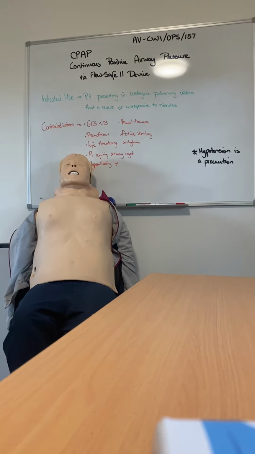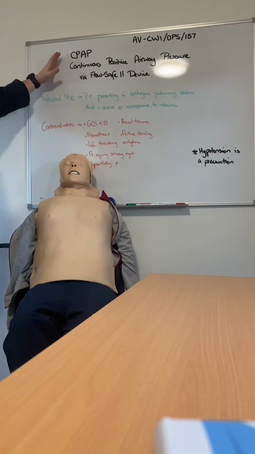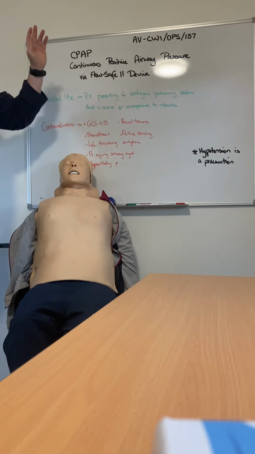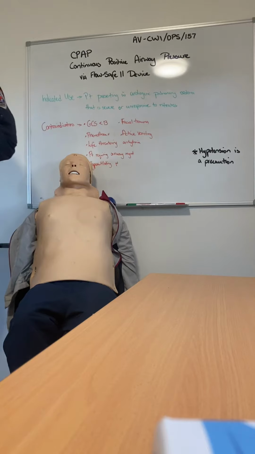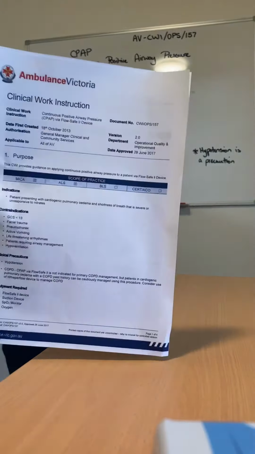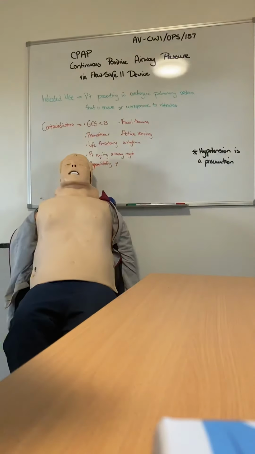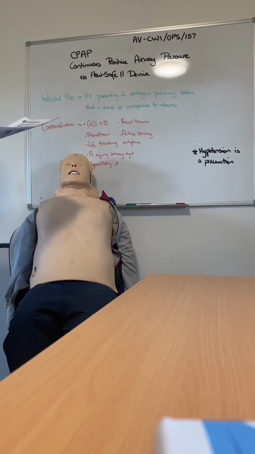So I've got my phone set up. Hopefully you're going to be able to see what I'm doing nice and easily. I'll do my best to try and keep it in screen. So what I've got written up is our CPAP, constant positive airway pressure, via the FlowSafe 2 device. We are utilizing our clinical work instruction here. You can see it there, Ambulance Victoria, that is what we need to follow to utilize it safely.